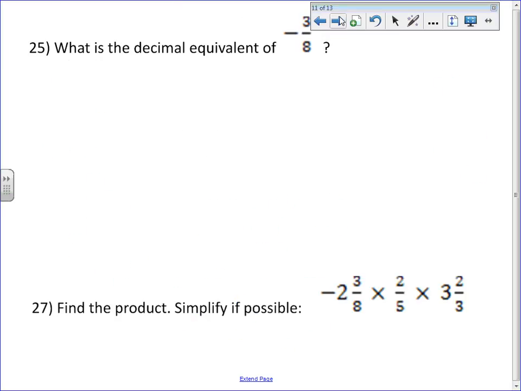What is the decimal equivalent of negative 3 over 8? So you have to do division. You know the answer is going to be negative, so put a negative sign. The top number goes inside the box. So repeat that to yourself 20 times. Write it down. Top number goes in the box. The first number goes in the box.